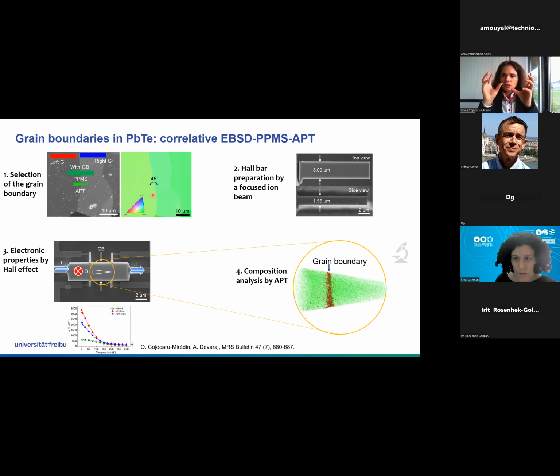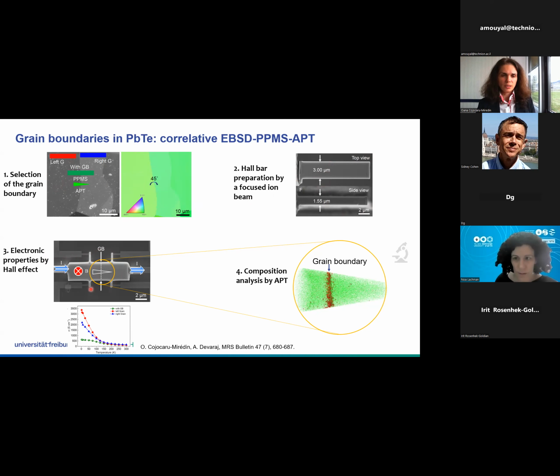If we know the orientation of the grains, we can determine the misorientation at the grain boundary position. For example, if we concentrate on this grain boundary, which has a 45-degree misorientation angle, we can then mill out or fabricate a lamella of this grain boundary, and this lamella will look like that, with the grain boundary sitting here. We then take this lamella and mount it on a Hall bar setup or chip which contains many gold contacts, and we make a contact between our lamella and the gold contacts.